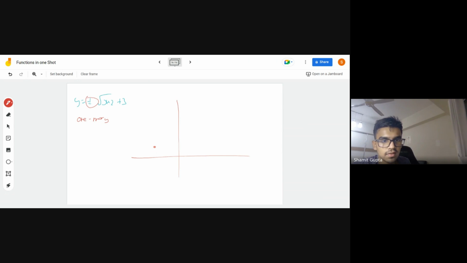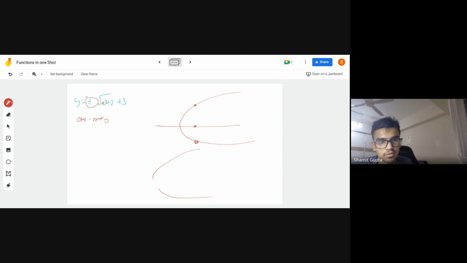This will look something like this. I'm not sure how it'll look in terms of axis, but in terms of shape, this is how it'll look. This is one-to-many. I'm not drawing the coordinates because I'd have to find them. If I put one value here, I'm getting two different values. This is one-to-many. So how do I fix it? I could either take only the plus or only the minus. If I take only the plus, it'll be like this. If I take only the minus, it'll be like this. That way, I'm still making it one-to-one.